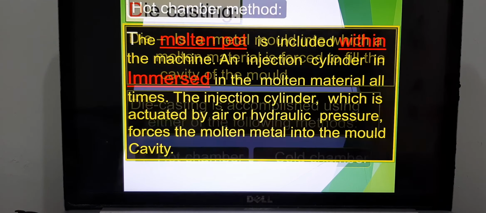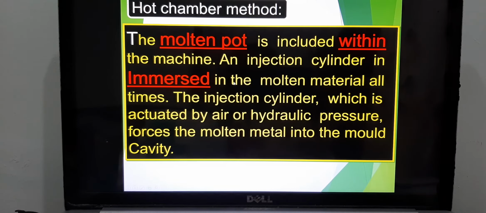So let's look at it. Hot chamber method. In the hot chamber method, the molten pot is included within the machine. What is a molten pot? A molten pot is a furnace. What is a furnace? A furnace is the location where you melt the metal.